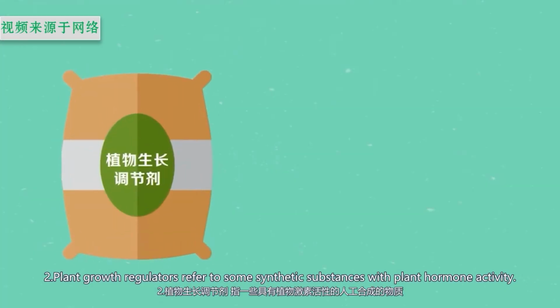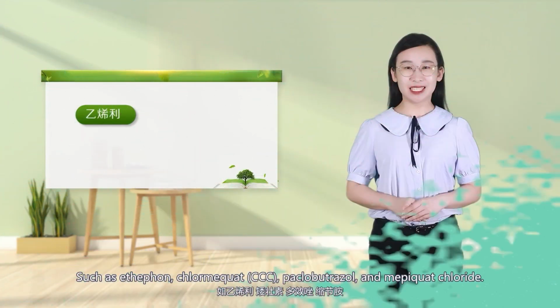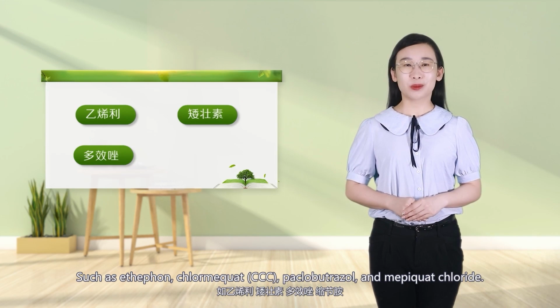Plant growth regulators refer to some synthetic substances with plant hormone activity, such as ethephon, chlormequat, CCC, paclobutrazol, and mepiquat chloride. Now, let's start with plant hormones. First, Auxin.